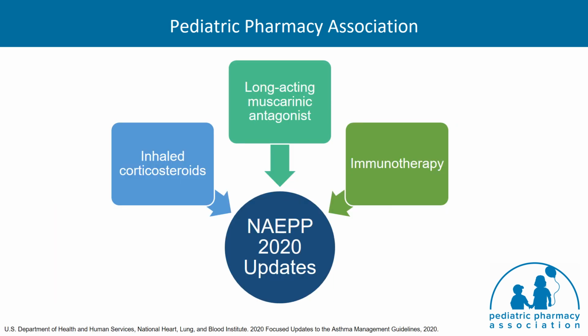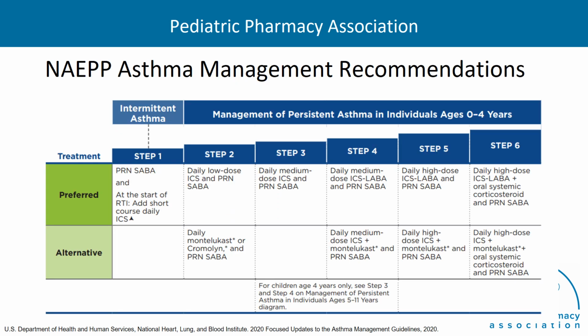Moving into the National Asthma Education and Prevention Program Guideline 2020 updates, the focus of these updates includes recommendations for inhaled corticosteroids, long-acting muscarinic antagonists, as well as immunotherapy. Similar to the GINA guidelines, NAEPP has both preferred and alternative treatment approaches, which they placed on the same figure.